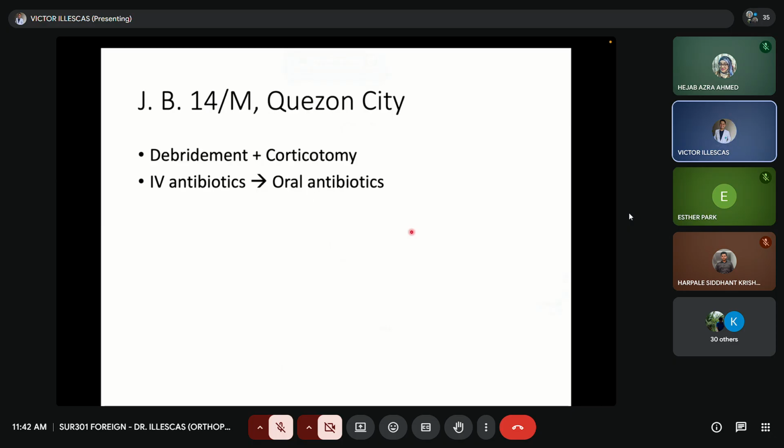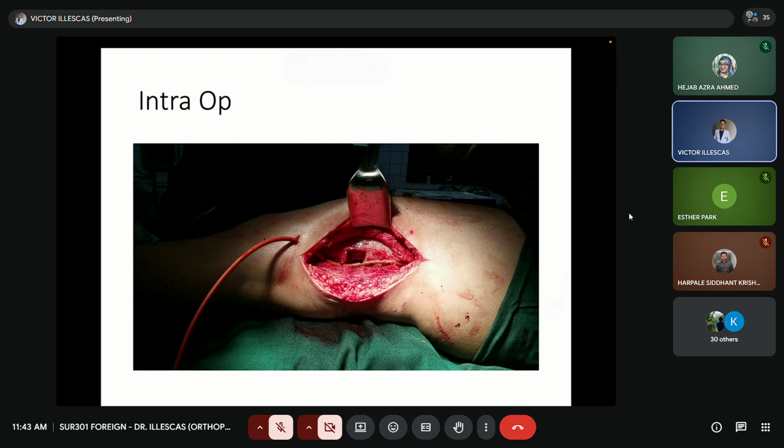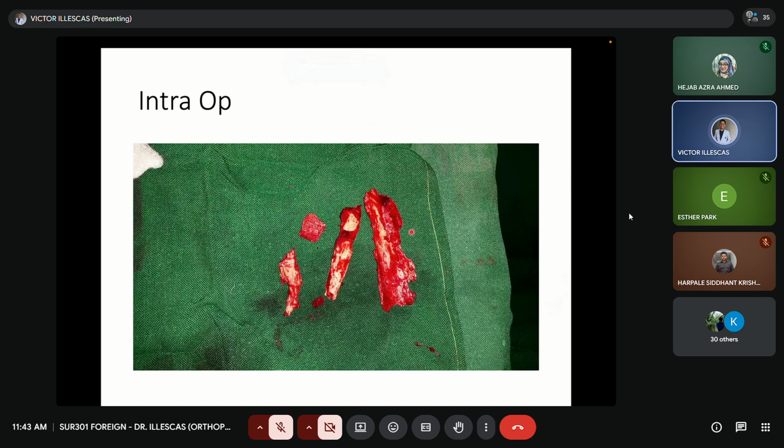So in this case, we did debridement and corticotomy. We removed the sequestrum and provided the patient with culture-guided IV antibiotics. So intraoperatively, we remove the sequestrum. This is the sequestrum.